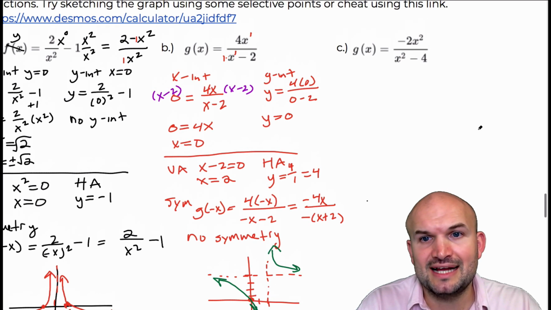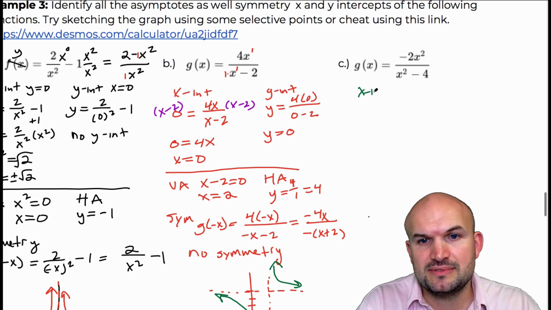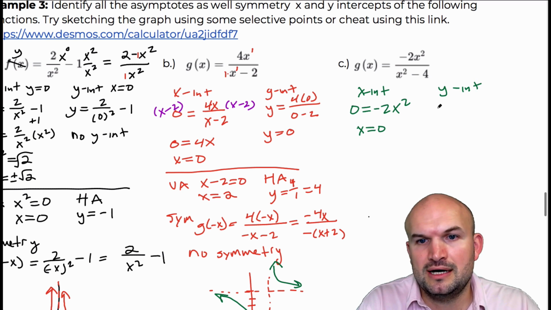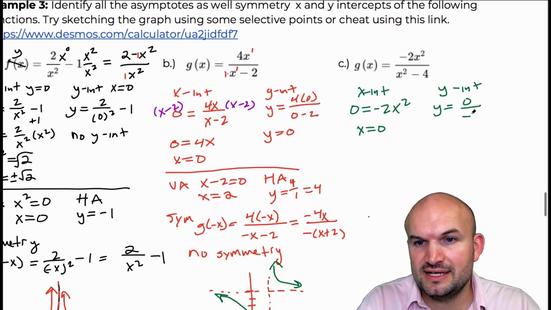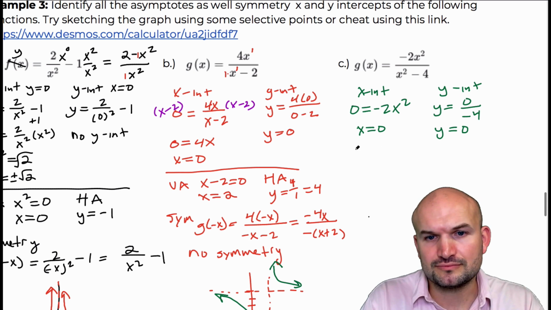All right, on to C. So next one is the X-Intercept. Again, now I'm just going to set my numerator equal to 0. Divide by 2, so I can just say x is equal to 0. For my Y-intercept, I'm just going to plug this stuff in. So this becomes 0 over, let's say, -4. So obviously it's just going to be y is equal to 0. So I'm kind of working my way a little bit quicker here.